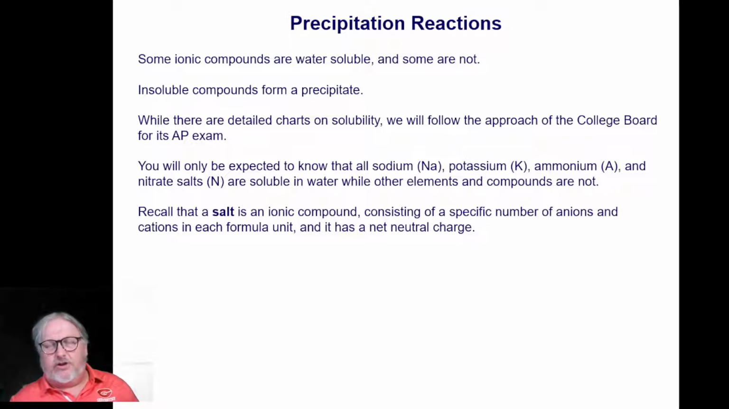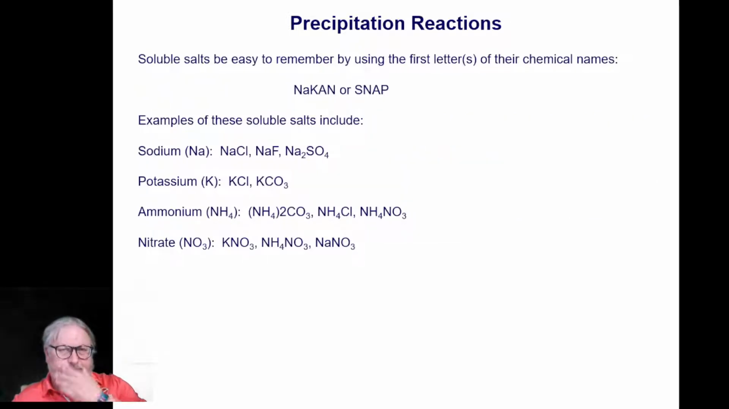Now, there are big, detailed charts of solubility, but we're going to follow the College Board's approach for the AP exam. And for the AP exam, you're only expected to know that all sodium, Na, potassium, K, ammonium, NH4+, and nitrate salts are soluble in water, while other elements and compounds are not. Now, a salt is an ionic compound consisting of a specific number of anions and cations in each formula unit, and it has a net neutral charge.